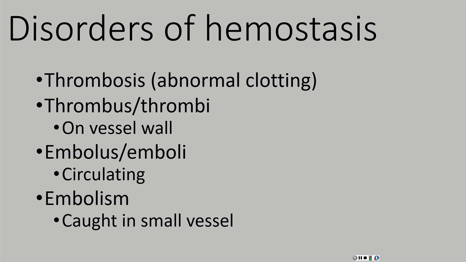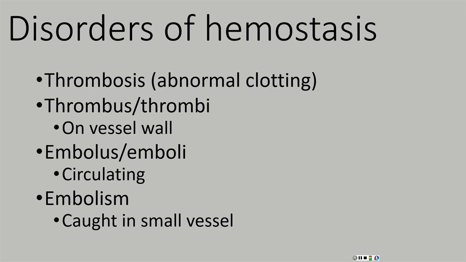Now, those are dangerous because they can break off and go into circulation, in which case we call it an embolus, or emboli if there's more than one. An embolus is just a circulating clot. And these are really problematic because as we get further and further away from the heart in circulation, the blood vessels get smaller and smaller. And if this clot is big enough, it can get caught in a small vessel. And then we have an embolism.